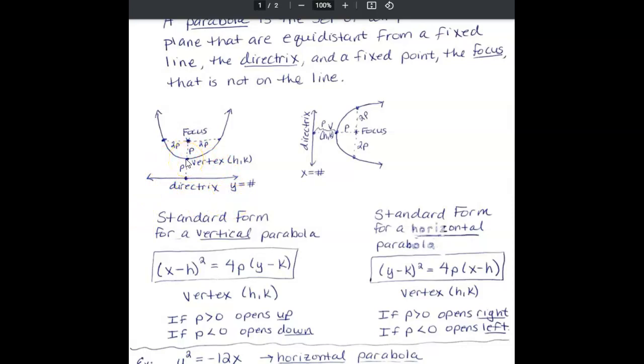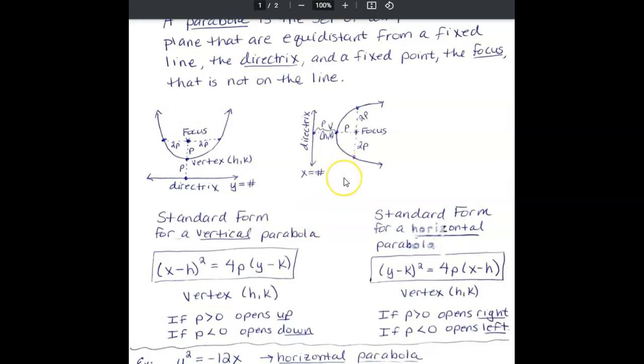All right, in the opposite direction of the focus, the same distance, p, is where we find the directrix. And in a vertical parabola, the directrix is a horizontal line. So its equation is y equals a number. And we're just going to read that off the graph. It's technically, if I'm going down from the vertex and the y value here is k, it's whatever k minus p is. That's the number, but it's just easier if you're looking at a graph just to see where it is and write it down from the location.